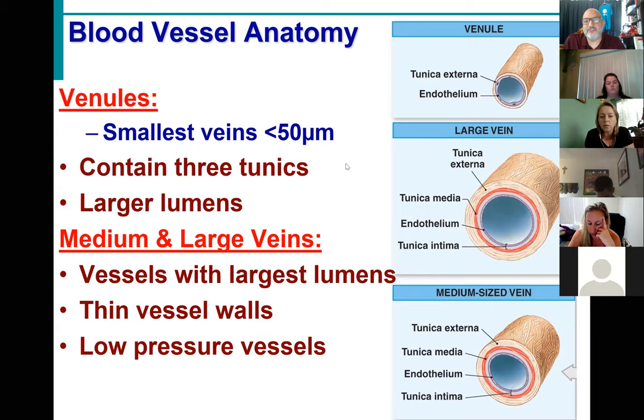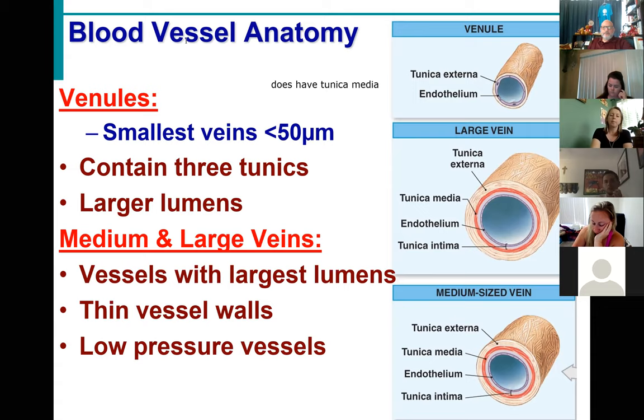I know our picture here doesn't show a tunica media, but it does have one, so don't get confused by that. It does have a tunica media, even though our picture here doesn't show it. So all three do indeed have all three layers. So really the only difference in the veins is the size. It's really the only difference.